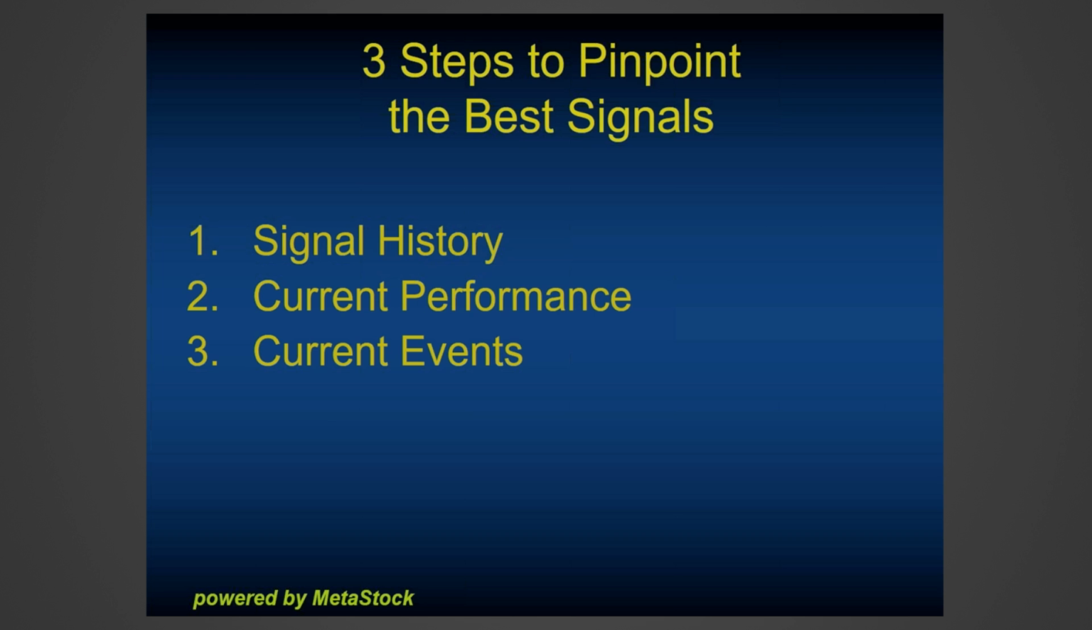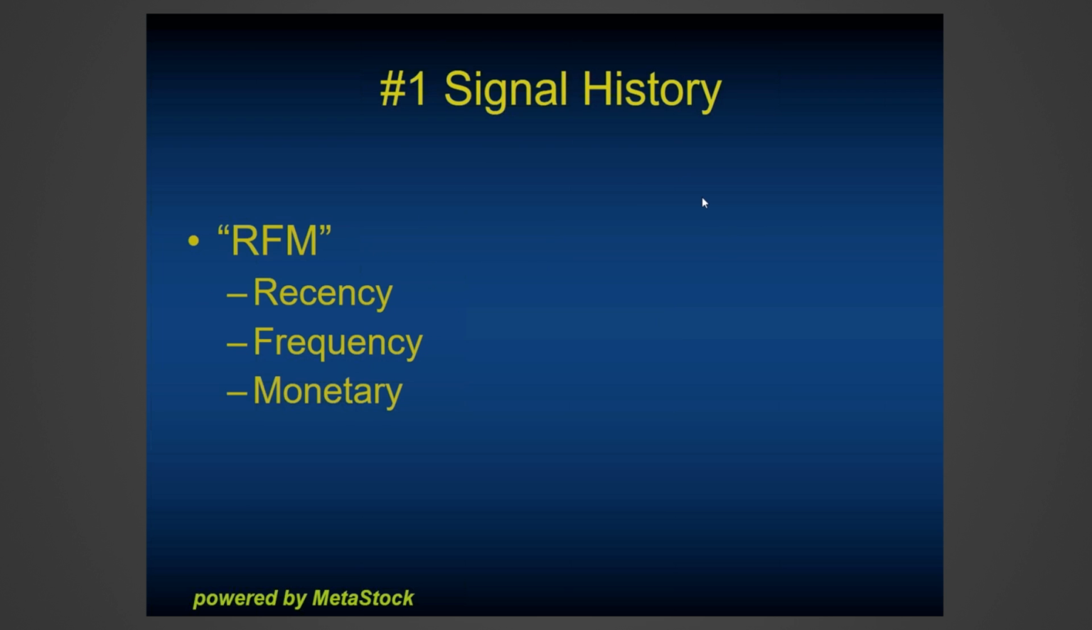First by looking at the history, then by the current performance, and then with current events. And what you end up with is basically a small group of the most accurate signals. So when we look at signal history, we take a page out of what is known in business as RFM.